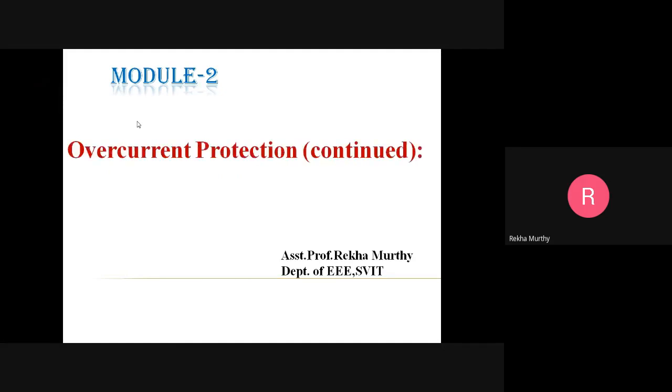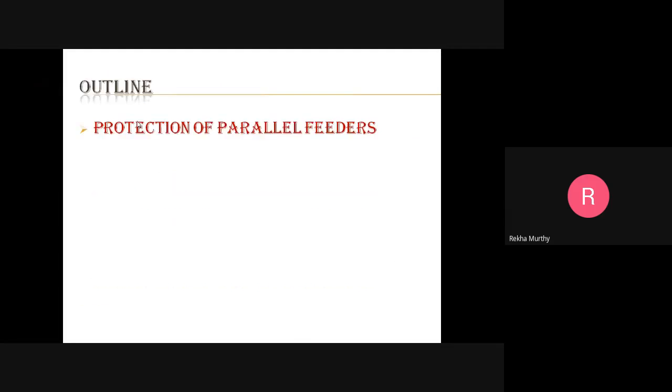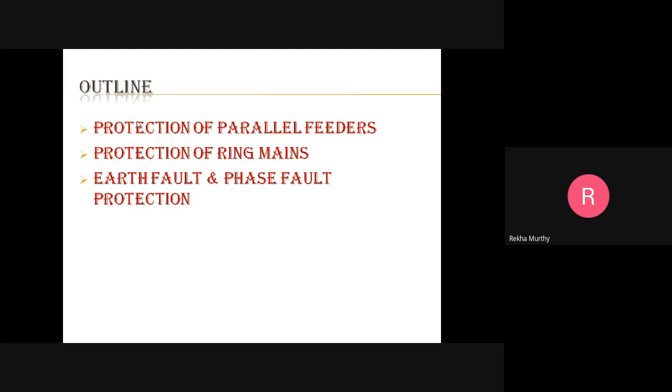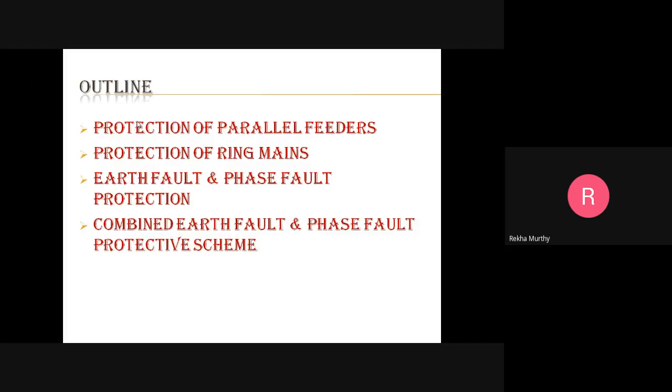Today I'm here to continue with the next session of Module 2, which covers overcurrent protection and distance protection. In this session, we are going to discuss the protection of parallel feeders, protection of ring mains, earth fault and phase fault protection, and the combined earth fault and phase fault protective scheme. Now let us go with the protection of parallel feeders.